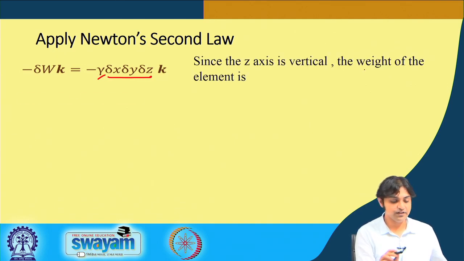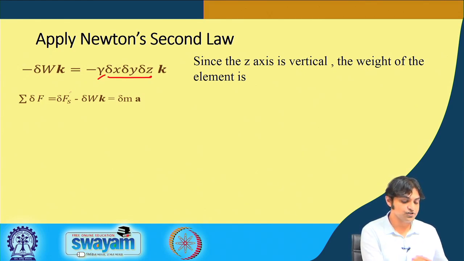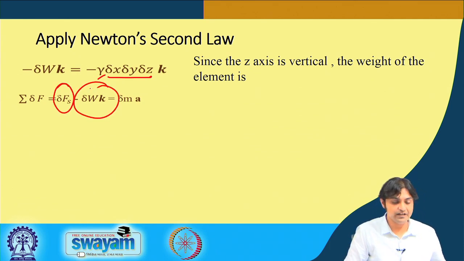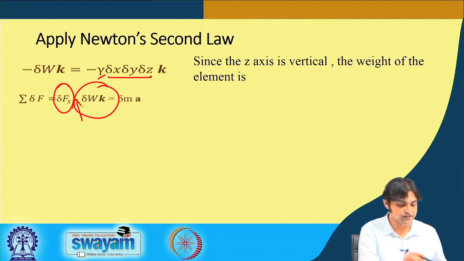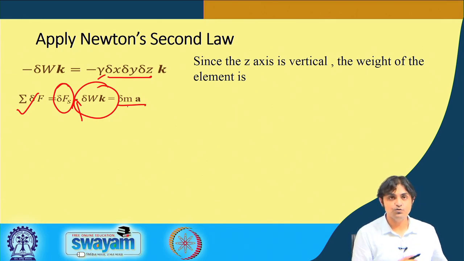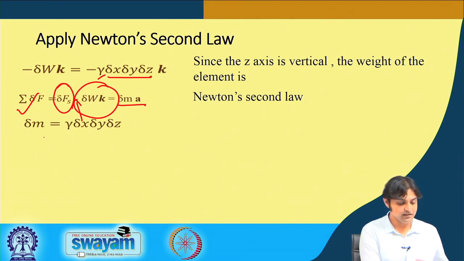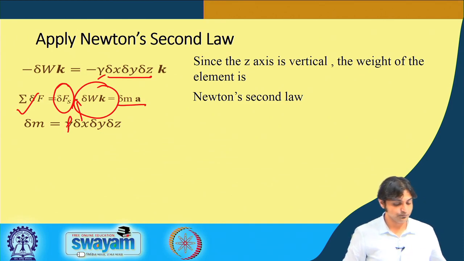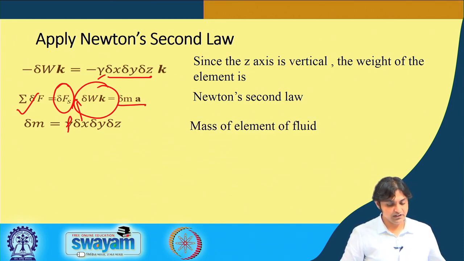Since Z axis is vertical, the weight of this element can be written as, see there is a force, so the net force will be the surface forces plus the weight. Since the weight is acting downward, we have assumed a negative sign here, and this should be equal to delta M into A. So net force delta F is the mass into acceleration. We are doing just Newton's second law here. Okay. So mass, as we already seen, is rho into delta X into delta Y into delta Z. This is the mass of the element of the fluid.